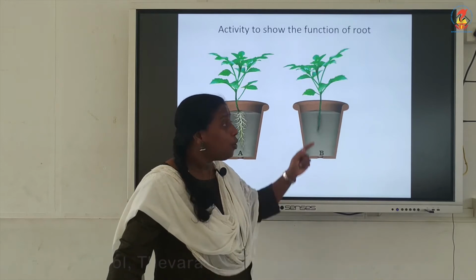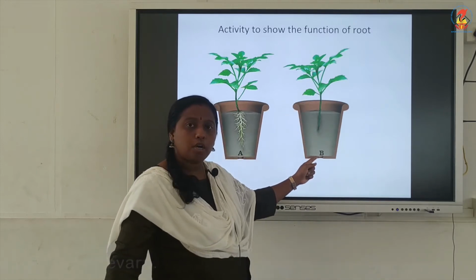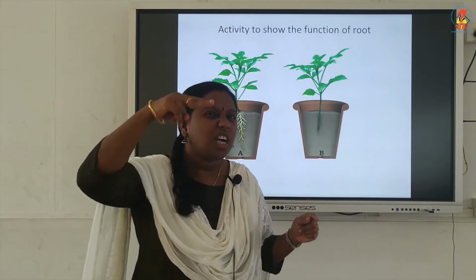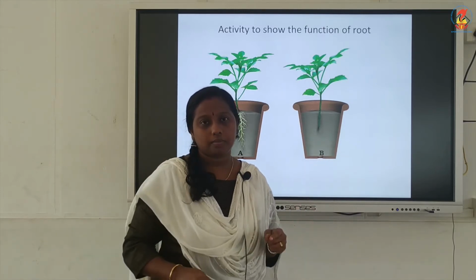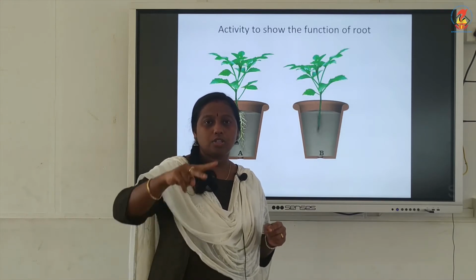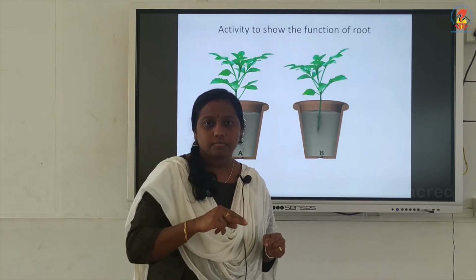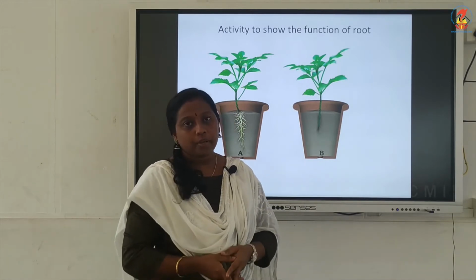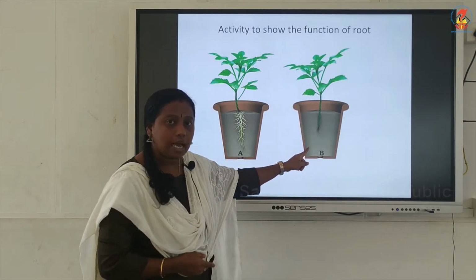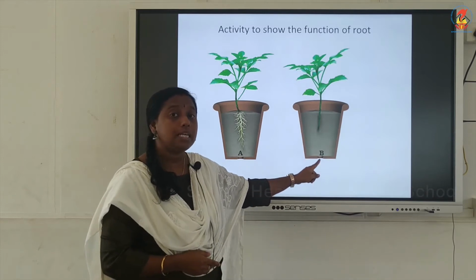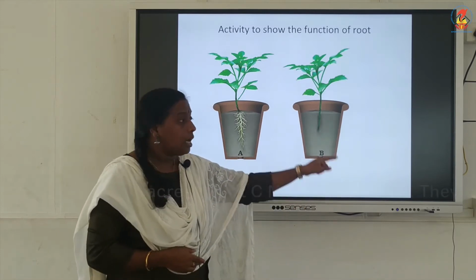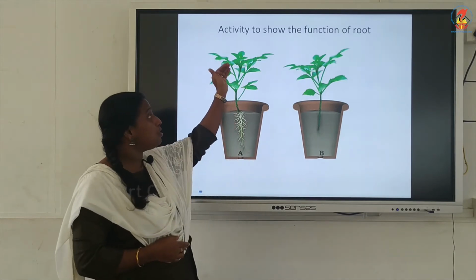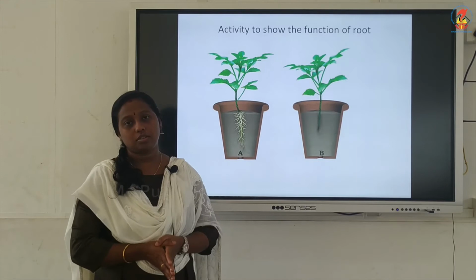Before keeping the plant in pot B, what you should do with the second plant? You just cut the root of the plant. The part of the plant below the soil, you cut it before you plant it in pot B. So the plant in pot B does not have the root. The plant in pot A is very much healthy with the shoot system and the root system.